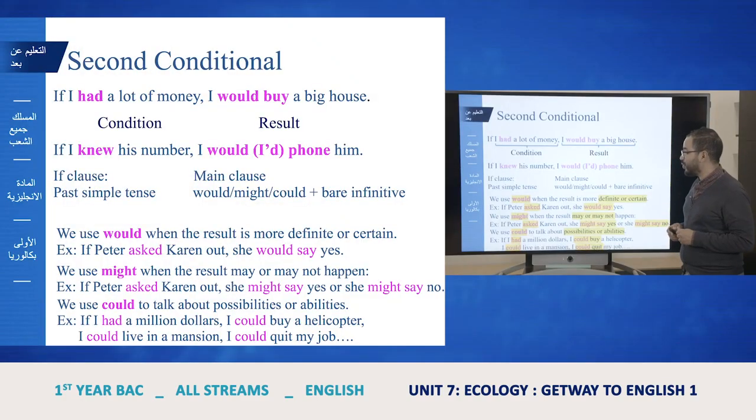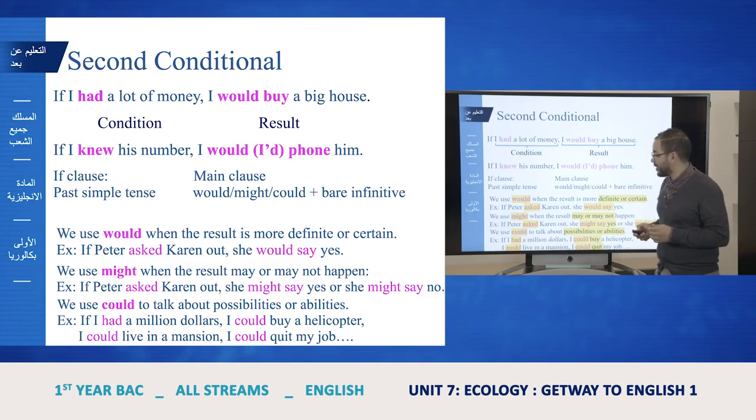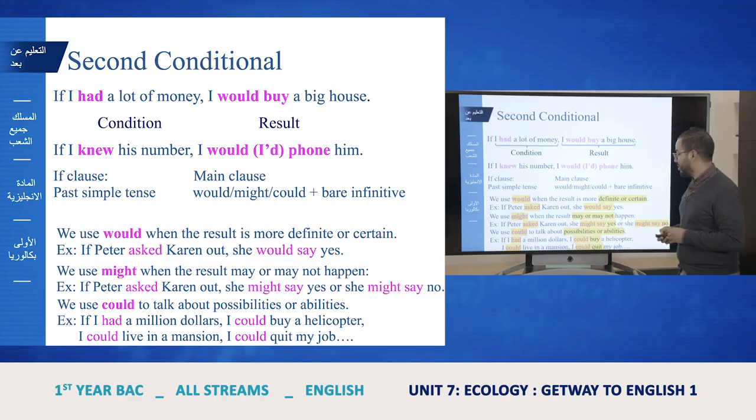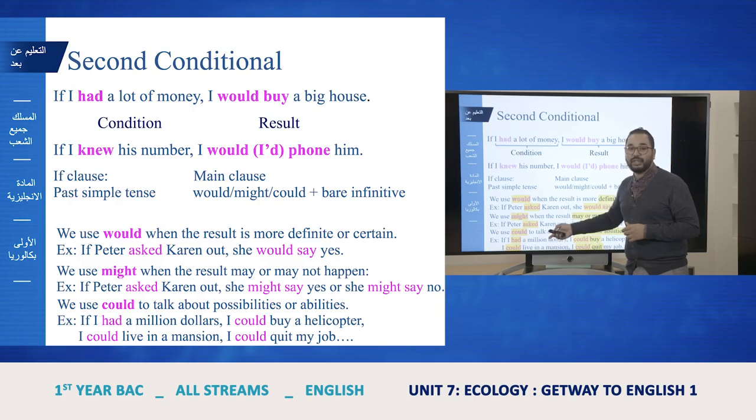And the last is could. We use could to talk about possibilities or abilities. For example, if I had $1 million, I could buy a helicopter, or I could live in a mansion, or I could quit my job if I had $1 million, of course.